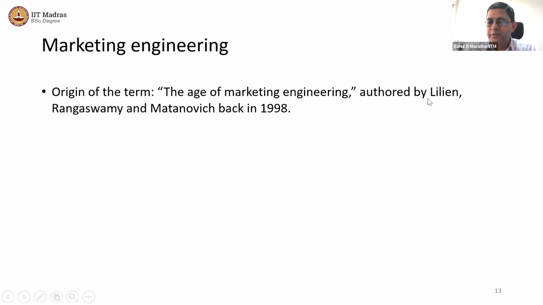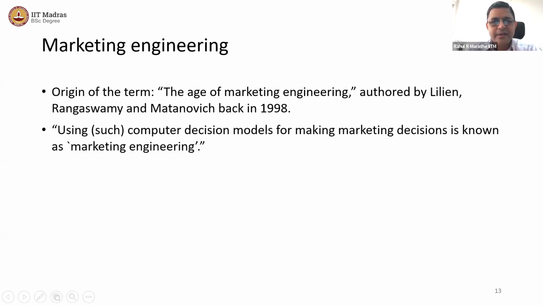Professor Lillien is a very well respected professor of marketing, right? And along with two of his co-authors, he coined the term marketing engineering. So according to them, what is marketing engineering? I am quoting directly from the article: using computer decision models for making marketing decisions, right? Using computer decision models to make marketing decisions.